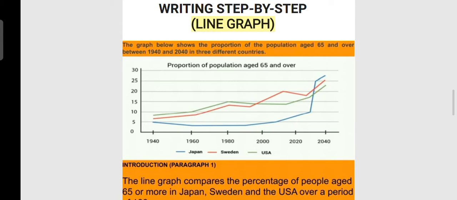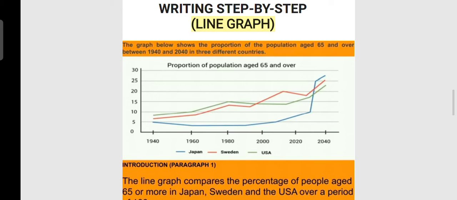Now this graph below shows the proportion of the population aged 65 and over between 1940 and 2040 in 3 different countries. Now first of all, the thing is we have to read this graph carefully. Now 1940, 1960, 1980, year wise it is given. Below we can see that these lines indicate Japan, Sweden and USA, these 3 lines indicating 3 different countries.